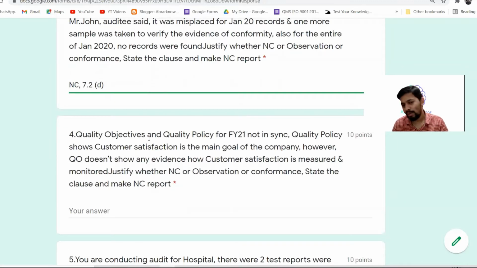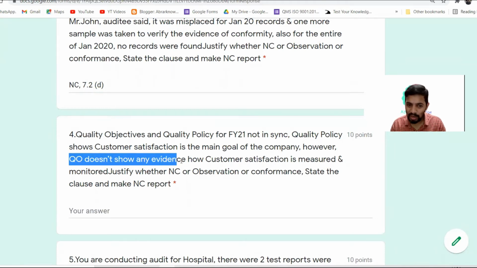Quality objective and quality policy for FY fiscal year 21 not in sync. Okay, first thing. The quality policy shows that customer satisfaction is the main goal of the company. However, the quality objective does not show any evidence of how the customer satisfaction is measured. This is very, very important. We are talking about quality policy, you all know the class numbers 5.2.1 and 5.2.2, and quality objective is 6.2. We are talking about 2 subjects, but the gap is in the quality objective.